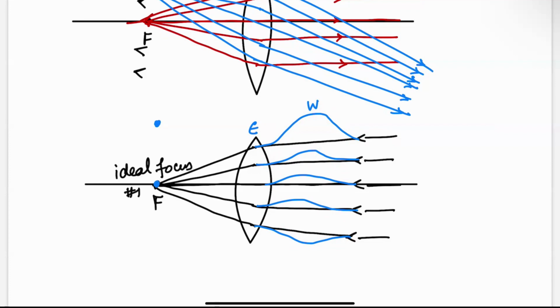Focus number one. And I would like a second ideal focus out here, number two. Essentially what I'm saying is, can I find a second point where this chromatic or chroma aberration doesn't exist, by adding a second degree of freedom? And we'll see how to do that.